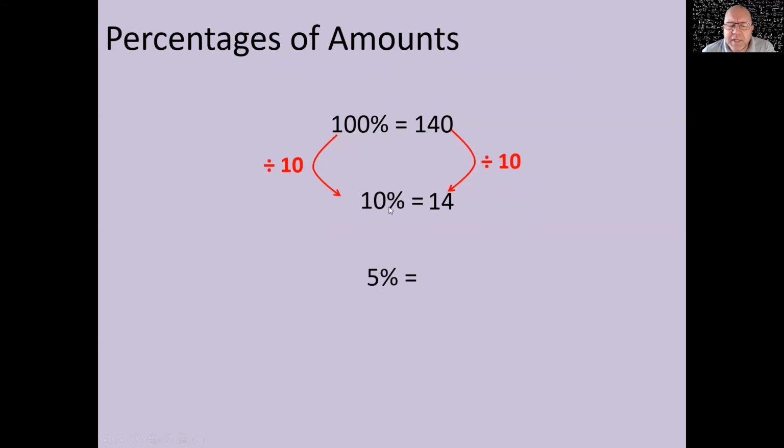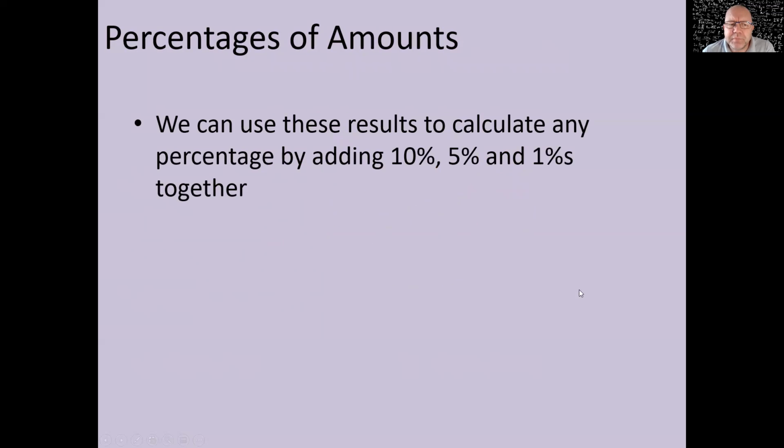Now, if we know what 10% is, what do you think we do to create 5%? Well, half of 10% is 5%, so we're going to divide by 2. Half of 14 is 7. So we've been able to work out 100%, 10%, and now 5%. So we can use these results to calculate any percentage by adding 10%, 5%, 1%, or the 50% we learnt about earlier.